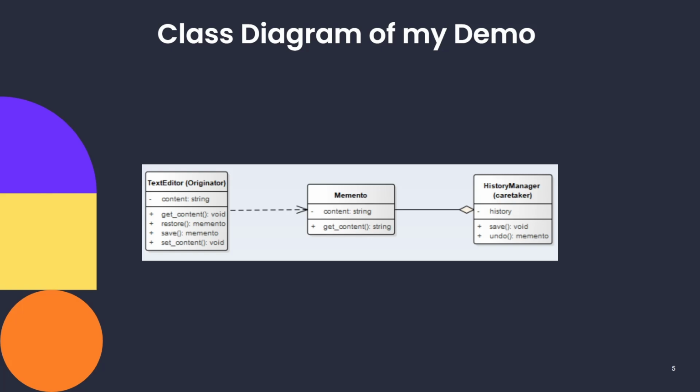When the user requests an undo operation, the history manager then returns the most recent memento, and the text editor restores its content using that saved snapshot. This allows the editor to return to a previous state without exposing its internal data.